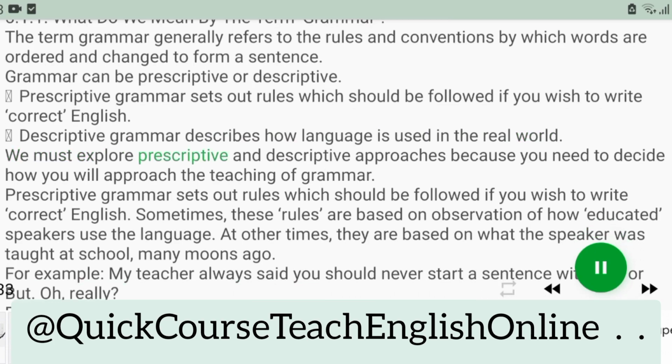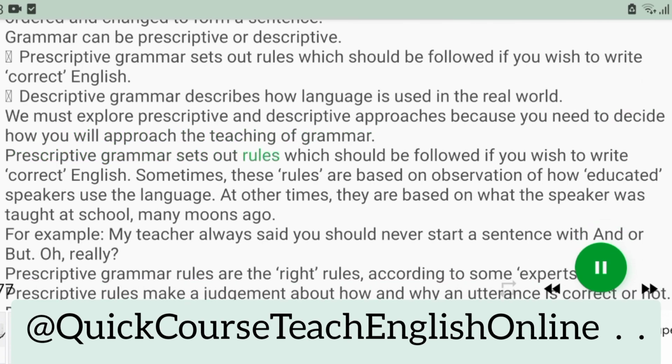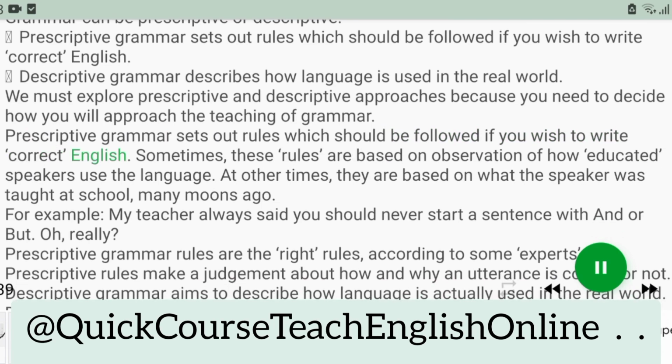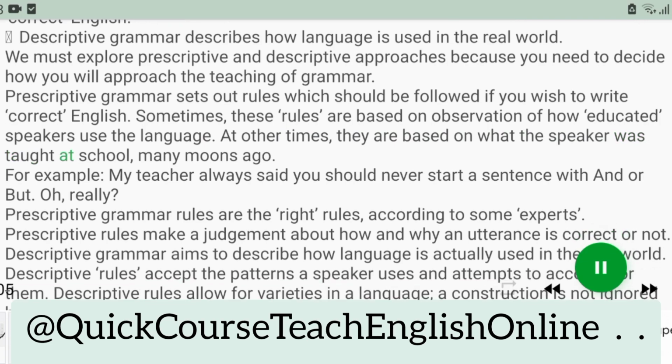We must explore prescriptive and descriptive approaches because you need to decide how you will approach the teaching of grammar. Prescriptive grammar sets out rules which should be followed if you wish to write correct English. Sometimes, these rules are based on observation of how educated speakers use the language. At other times, they are based on what the speaker was taught at school many moons ago.